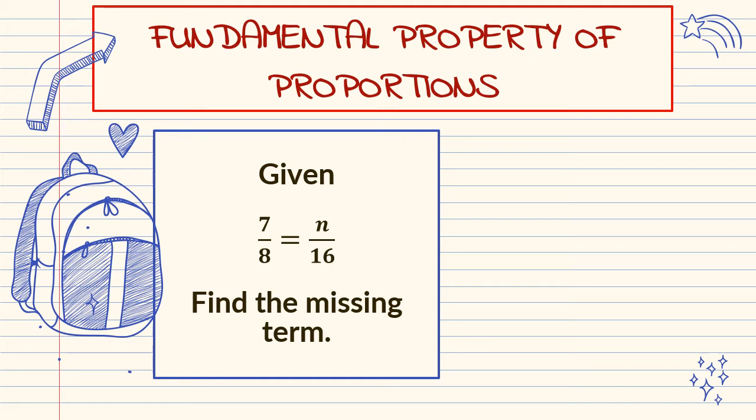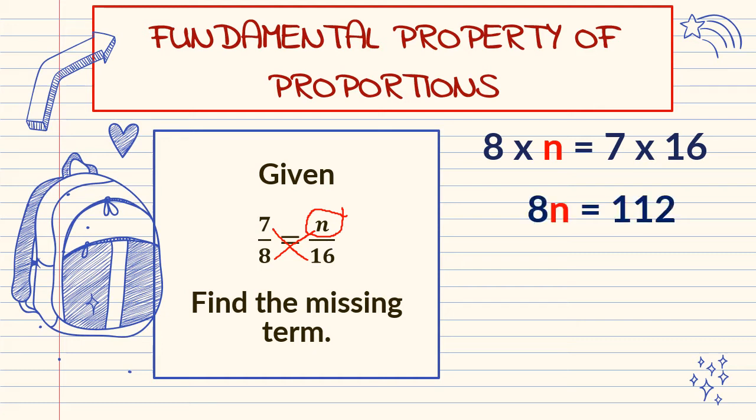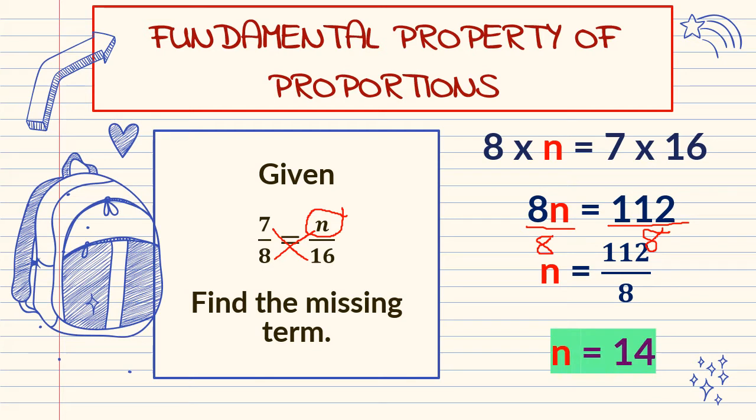Okay, given 7 over 8 is equal to n over 16, find the missing term. So we have a missing term. What is n? Cross multiplication again. 8 times n and then 7 times 16. 8 times n, that is 8n, and 7 times 16, that is 112. Then we will divide both sides by 8. And then n is equal to 112 divided by 8. n is equal to 14, meaning the missing term is 14.